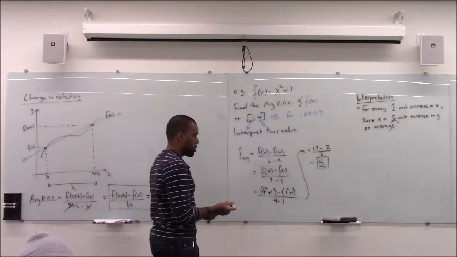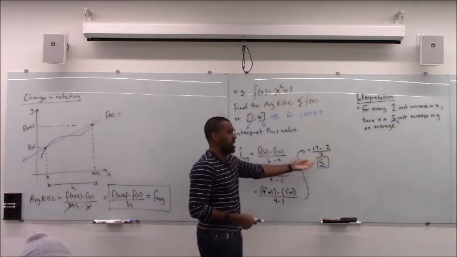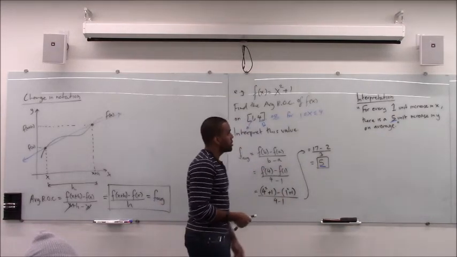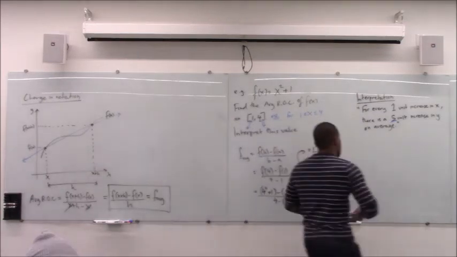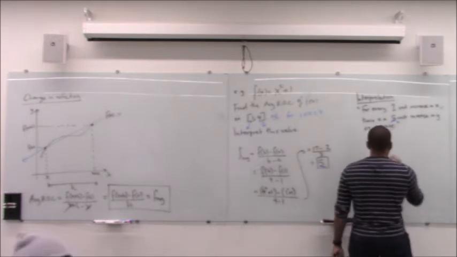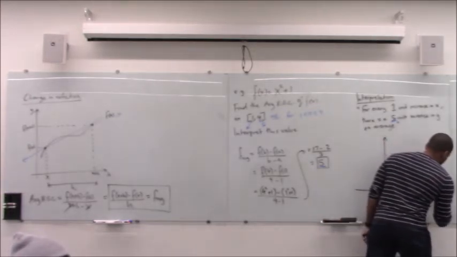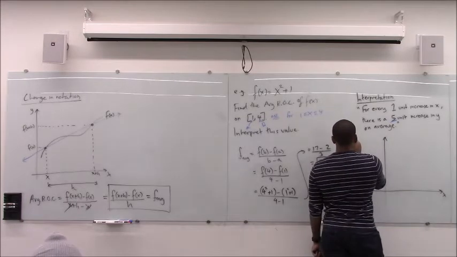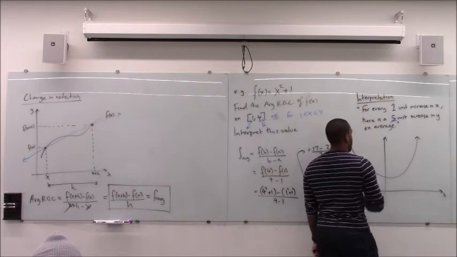Every time you move over 1, when x increases by 1, y will increase 5 times as fast. Now, it's important for you to know that there is a distinction between the function actually making that change versus the function making that change on average. So the function would look like this. That's your x squared plus 1.